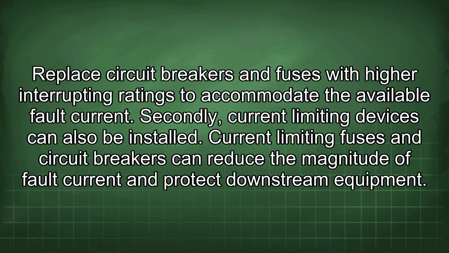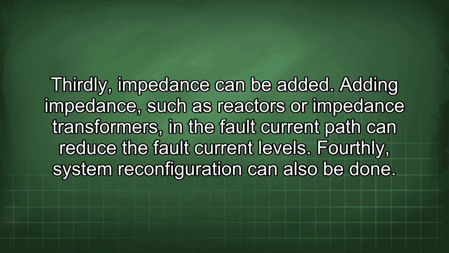Replace circuit breakers and fuses with higher interrupting ratings to accommodate the available fault current. Secondly, current limiting devices can also be installed. Current limiting fuses and circuit breakers can reduce the magnitude of fault current and protect downstream equipment. Thirdly, impedance can be added. Adding impedance, such as reactors or impedance transformers, in the fault current path can reduce the fault current levels.